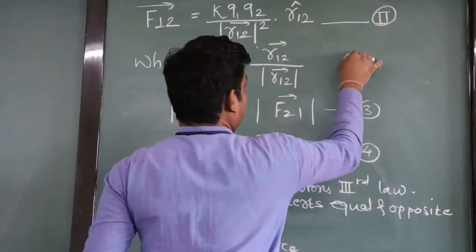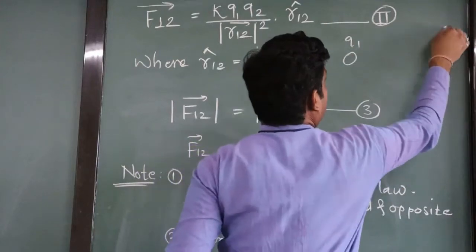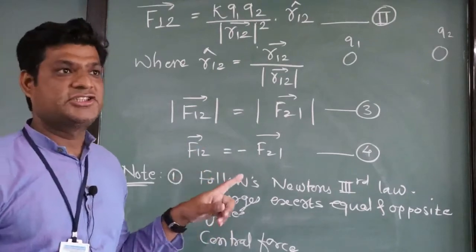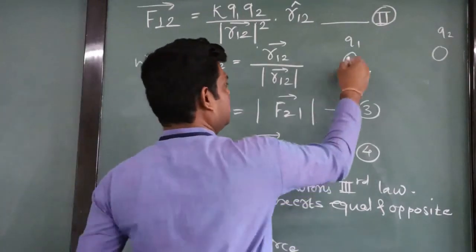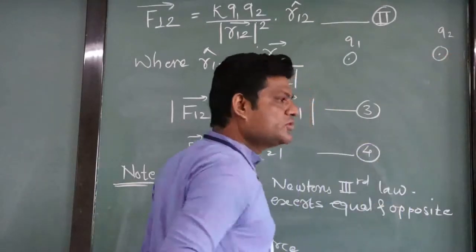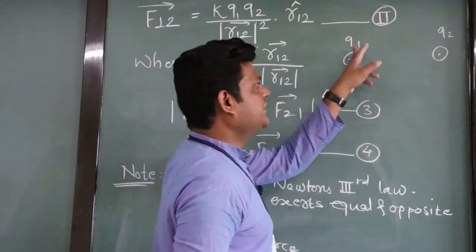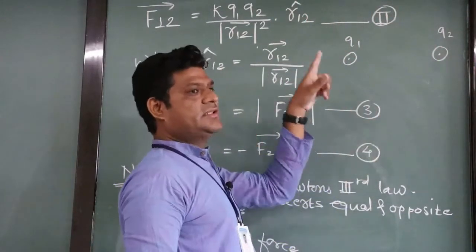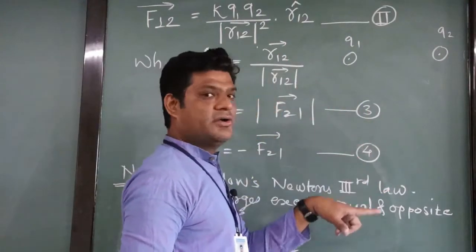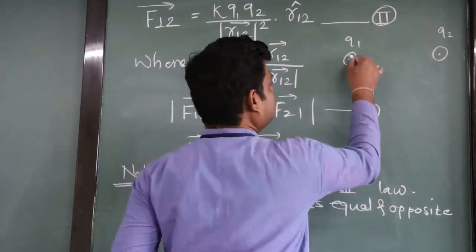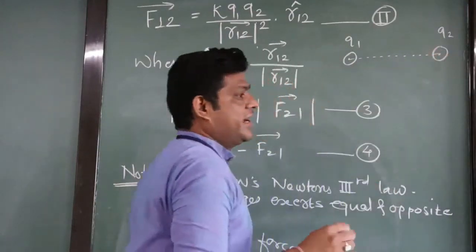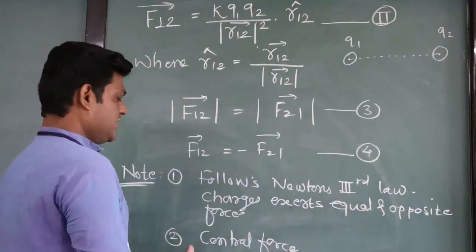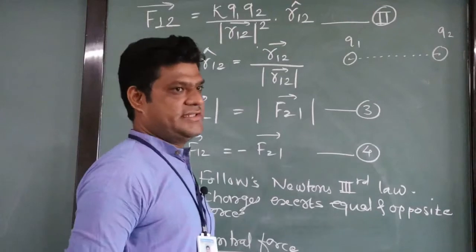Suppose this is the Q1 charge and this is the Q2 charge. The force acts along the line joining the centers of the two charges. Q1 exerts force on Q2, and Q2 exerts force on Q1. This Coulombian, electrostatic force acts along the imaginary line joining them. So that's why this is known as a central force, correct?